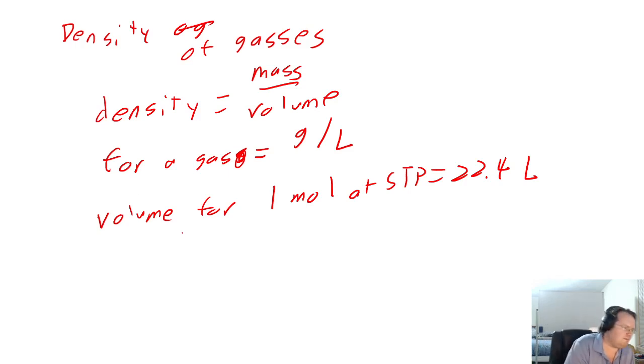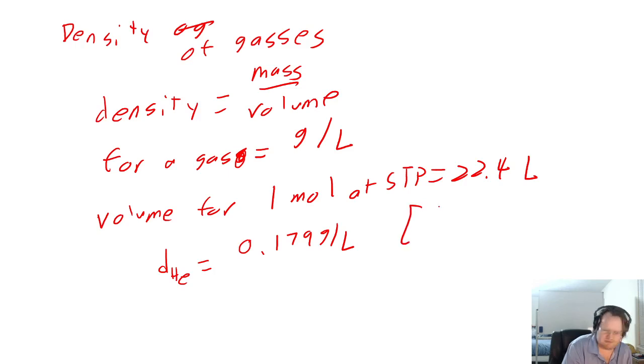For example, if you were to calculate the density for helium at STP, you're going to find that it's 0.179 grams per liter. The reason for that, showing the work, is its molar mass is 4 grams per mole, and its volume is going to be 22.4 liters per mole.